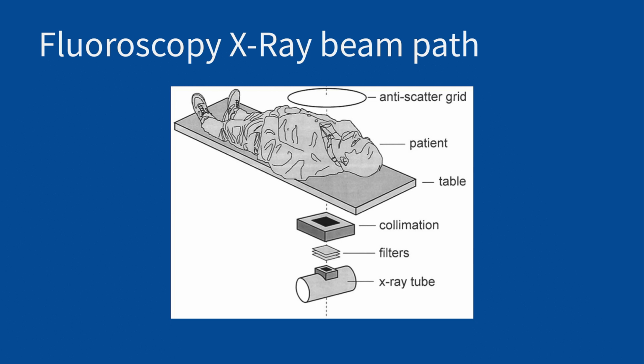Our X-rays then pass through the patient, and then may pass through an anti-scatter grid. The purpose of this anti-scatter grid is really to filter out any X-rays not coming straight on, and then finally hits the detector.